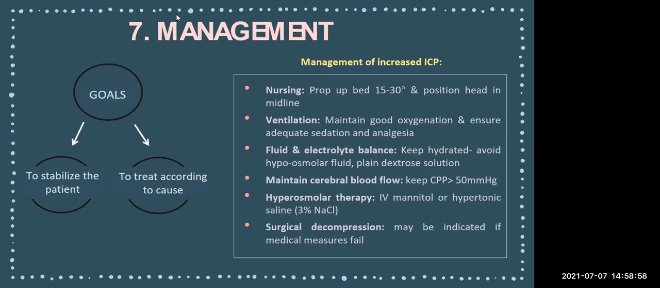Usually we want the MAP for children at least, it depends on the age, but usually at least around 70 or 80, around there, to maintain the CPP. Because what is the normal ICP? About 10 to 20. So you want to keep it that way. So if you have cerebral edema, and your ICP increases to 30, to maintain the CPP of 50, you have to make sure your MAP is more than 80. Because 80 minus 30 is 50. Understand?